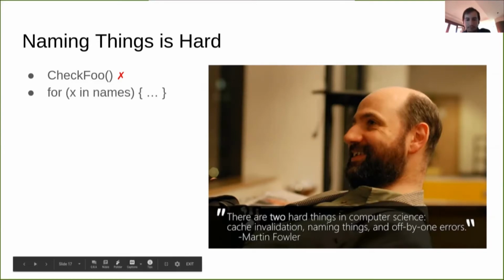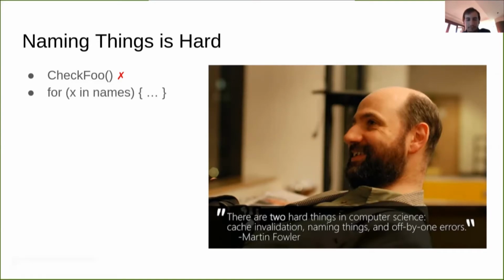How about this one? For X in names. For me, it's bad also. Although I saw a lot of, especially in backend code, very short names even for outside loops that I personally don't like, but maybe I'm just used to that. I prefer to put longer names, and not C, X, or Y, or whatever.